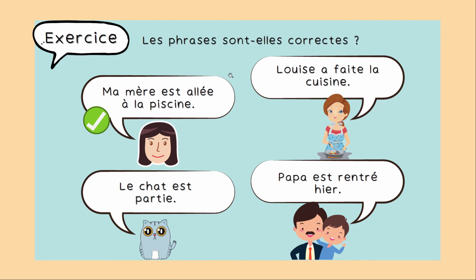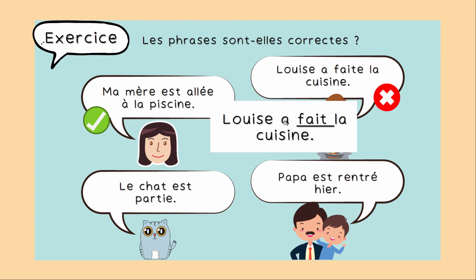La première phrase est correcte. Ma mère est allée à la piscine. La deuxième phrase est incorrecte. Louise a fait la cuisine. What is the direct object of this sentence? La cuisine. We are using the auxiliary verb avoir. And the direct object is placed after the verb faire. So, we do not agree.